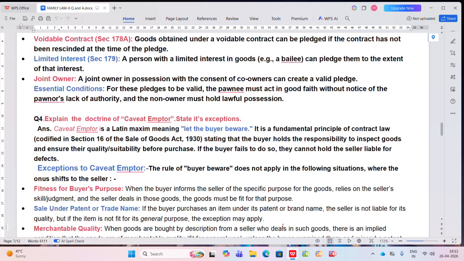When fitness for buyer's purpose. When the buyer informs the seller of the specific purpose of the goods, relies on the seller's skill and judgment, and the seller deals in those goods, the goods must be fit for that purpose. So, fitness for buyer's purpose. Sale under patent or trade name. If the buyer purchases an item under its patent or brand name, the seller is not liable for its quality, but if the item is not fit for its general purpose, the exception may apply.